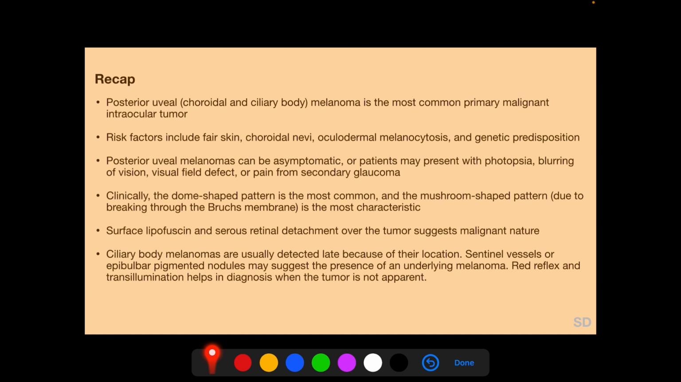The mushroom-shaped pattern of growth occurs due to breaking of the tumor through the Bruch's membrane. Surface lipofuscin and serous retinal detachment over the tumor suggests malignant nature of the tumor. Ciliary body melanomas are usually detected late because of their location. Sentinel vessels or epibulbar pigmented nodules may suggest the presence of an underlying ciliary body melanoma. Red reflex and transillumination tests help in diagnosis when such a tumor is not clinically apparent otherwise.